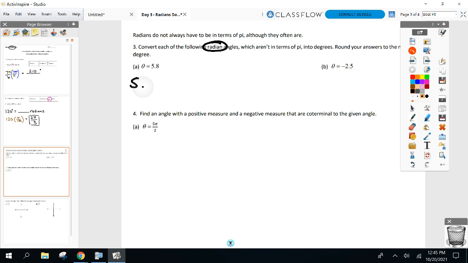So I take my radians. Look on your formula sheet if you ever forget. I have radians, I'm going to degrees. What do I multiply by? 180 over pi. Here's the slight change. Are the pi's going to cancel? No, they're not. That's it. There's the slight change. I'm still multiplying by 180 over pi to convert it, but the pi's won't cancel.